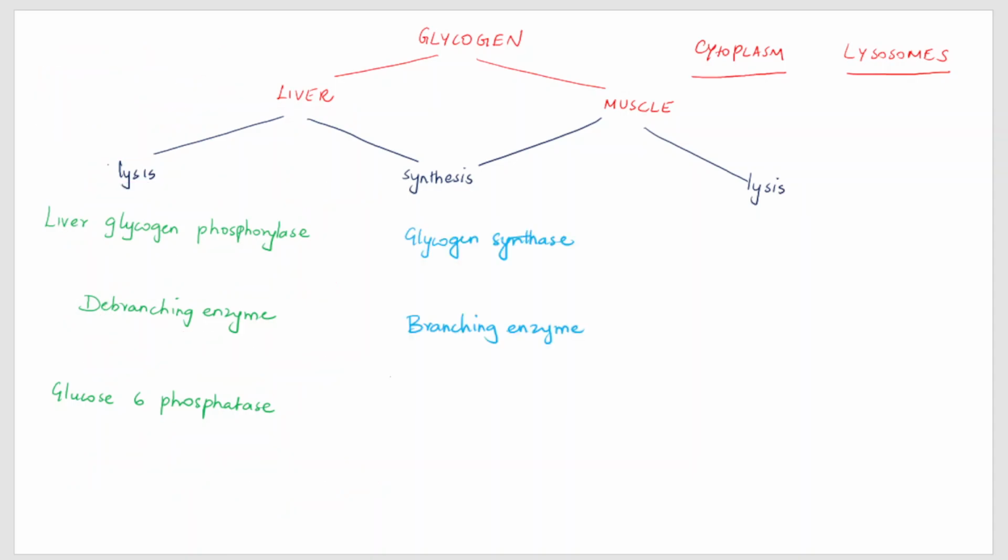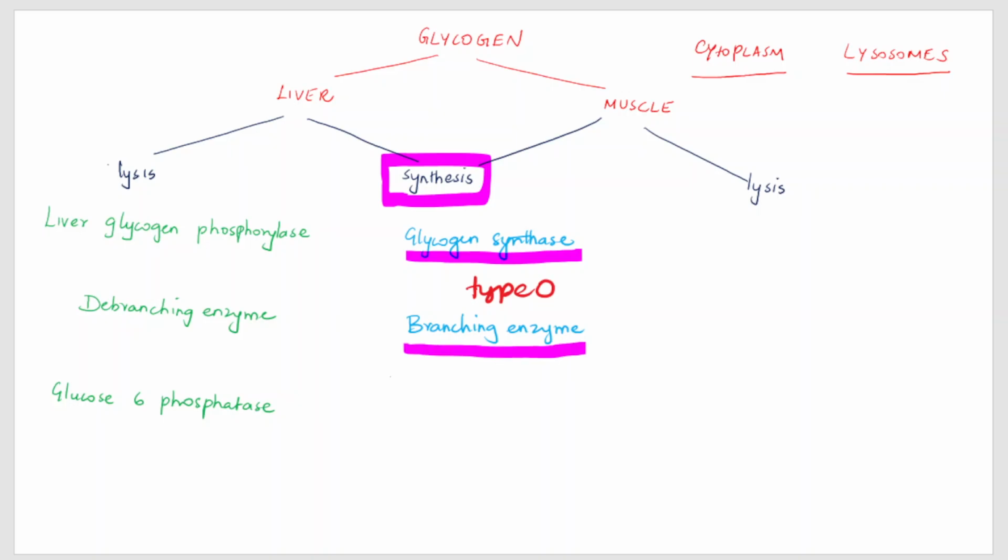Now let's see the other set of enzymes. Glycogen synthesis takes place in liver and muscle, and the enzymes are glycogen synthase. The deficiency of glycogen synthase can lead to type 0 glycogen storage disease. And the other enzyme is branching enzyme. The deficiency of branching enzyme can lead to, B goes with A, Andersen disease. Andersen is type 4 glycogen storage disease.